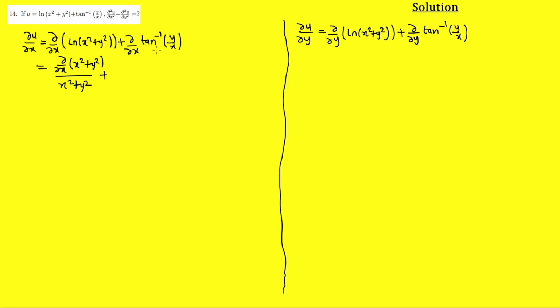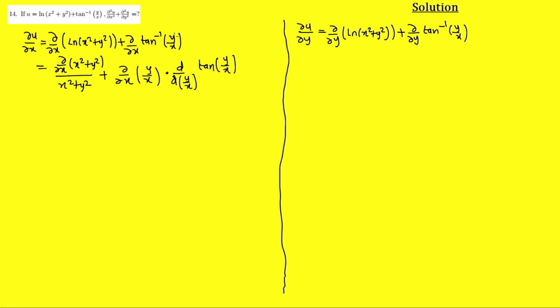that's when we are differentiating this partially with respect to x. Now here we also have arctan of y over x. Now to differentiate this, we need to differentiate this partially with respect to x. Alright, we need to differentiate y over x partially with respect to x, then multiply it by the derivative of arctan of y over x with respect to y over x. Okay, it's just like chain rule, it works like chain rule.